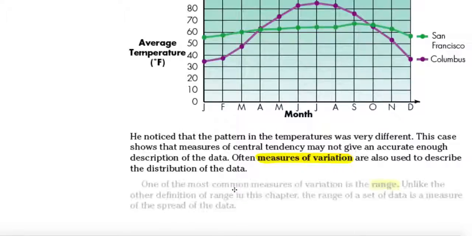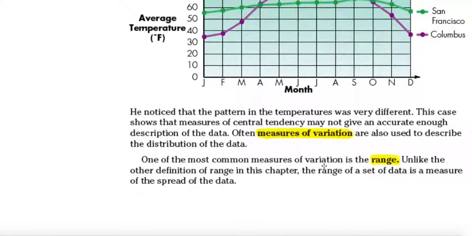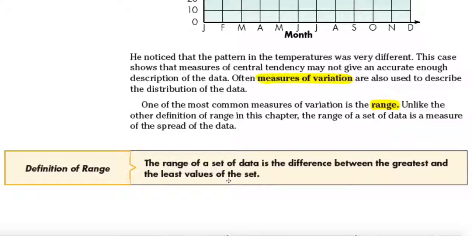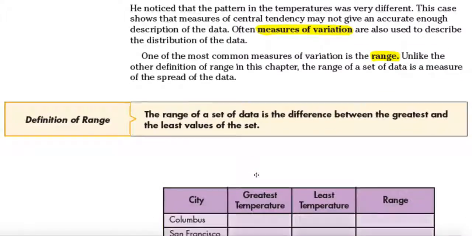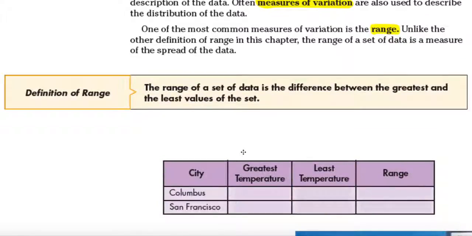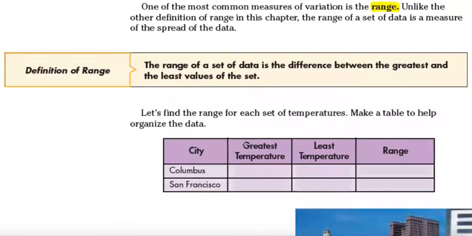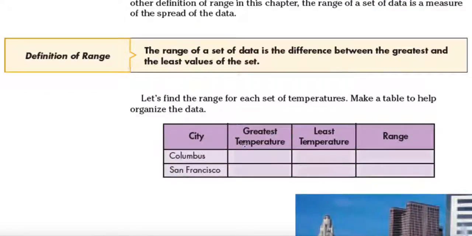One of the most common measures of variation is what we call the range. Unlike the other definition of range in this chapter, the range of a set of data is a measure of the spread of data. So let's define range. The range of a set of data is the difference between the greatest and the least values of the set. And if we want to find the range for each set of temperatures, we have to make a table to help us organize the data.